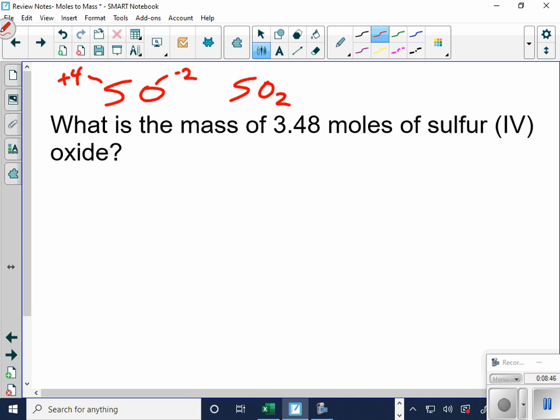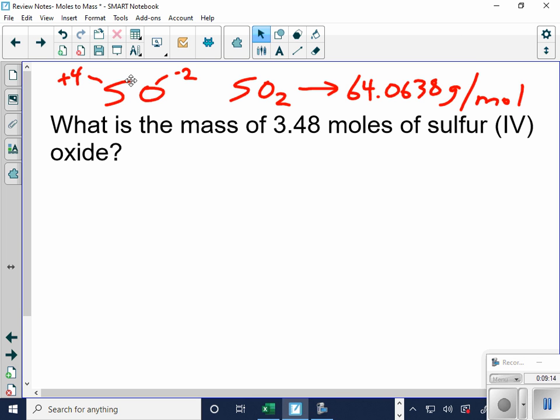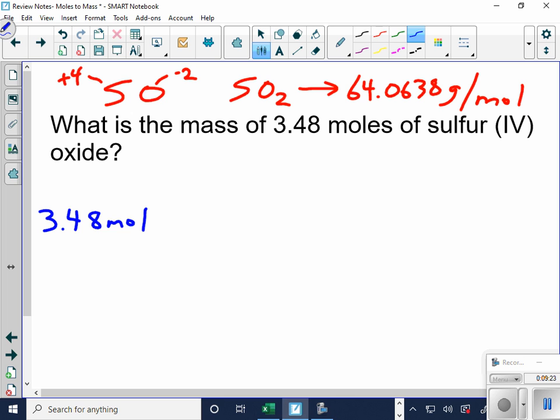So sulfur 4 oxide is really sulfur dioxide. Now, just once again, in order to save some time, I already calculated the molar mass, and the molar mass is 64.0638 grams per mole. So I start out with what has been given to me. So I'm going to start out with 3.48 mole of sulfur 4 oxide.